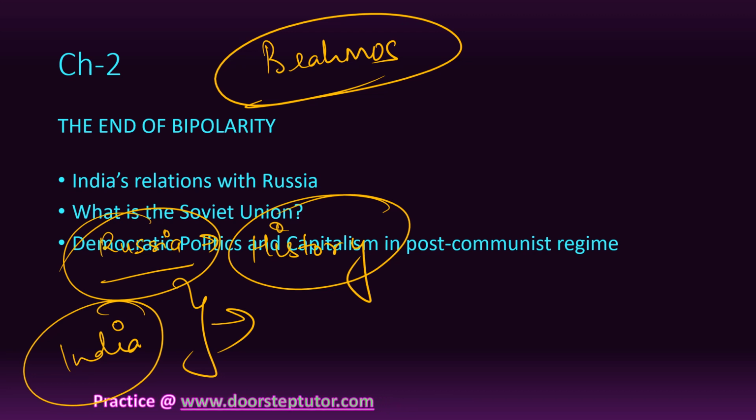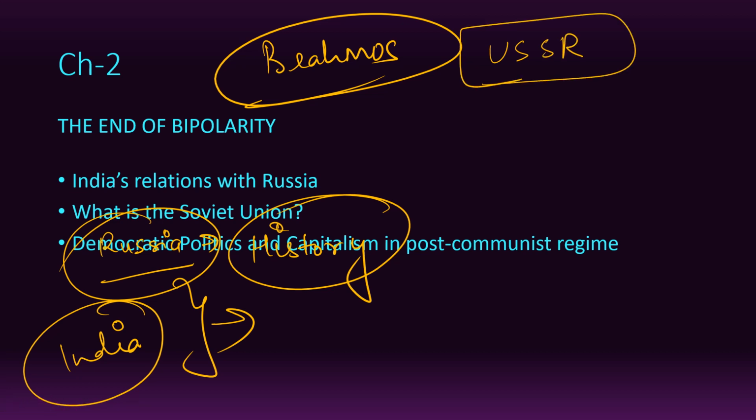What is Soviet Union? When I say Soviet Union, which countries were part of your USSR, right? And which countries and how everything happened, that we should know. We need to know the democratic politics and capitalism in the post-communist regime also. So whenever you're preparing a topic, you should know how it needs to be prepared, right? So just like I said, India's relation with Russia. So when I say India's relation with Russia, not just confining yourself to the history, but in the current context also.